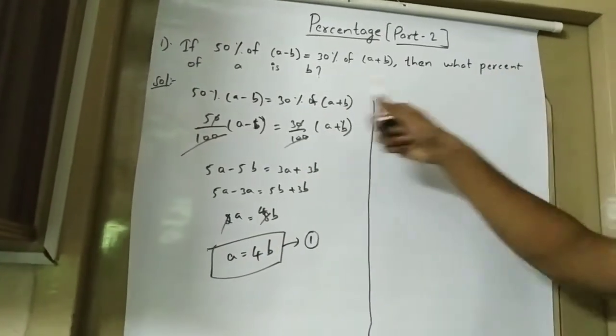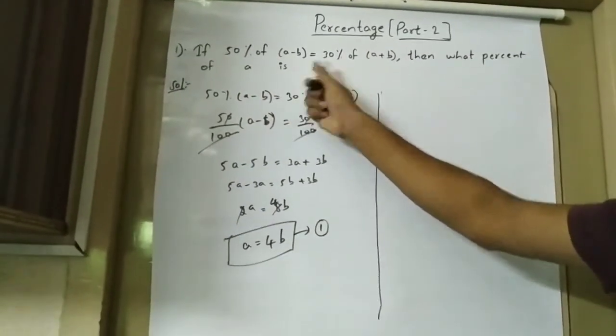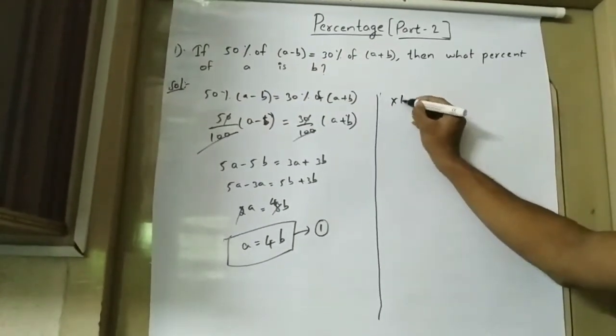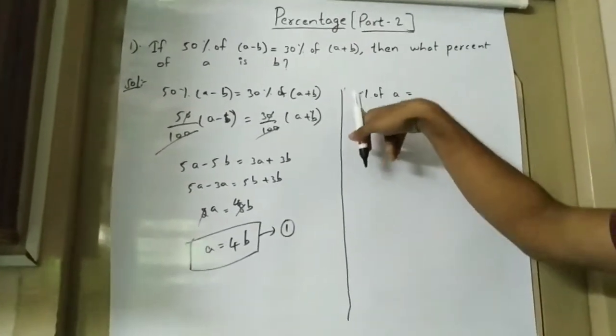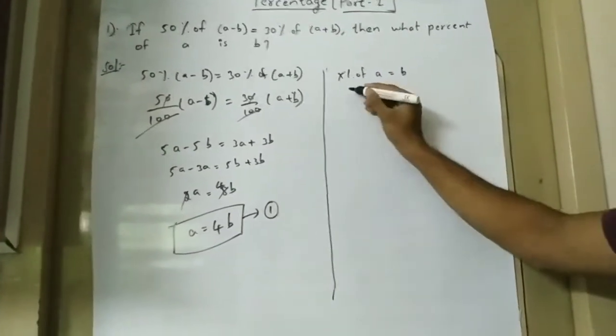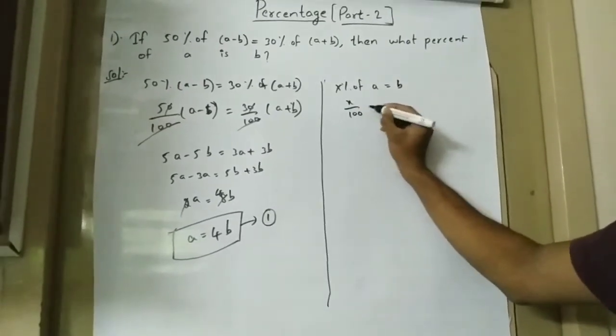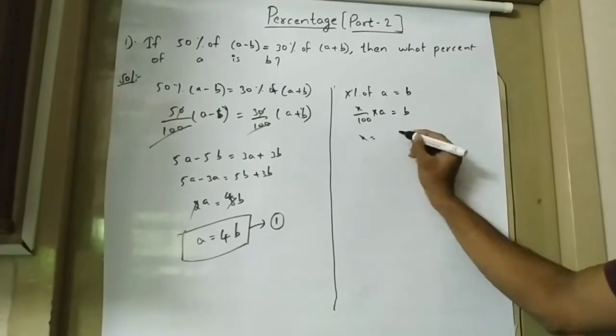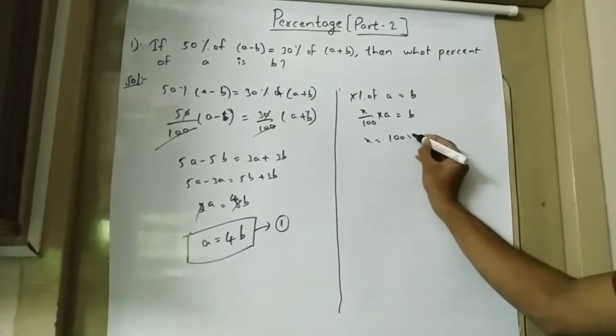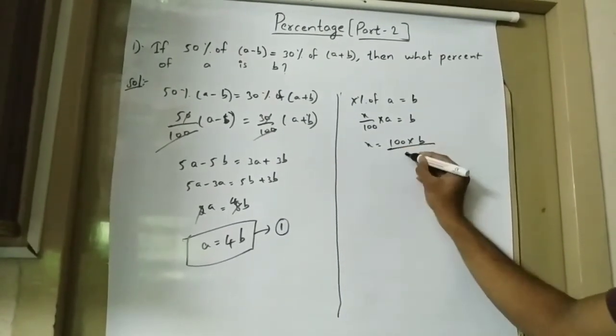So they are asking what percent of A is B. Let X percent of A is B. We don't know what percent, so we took it as X. So X by 100 into A is equal to B. X is equal to 100 into B by A.